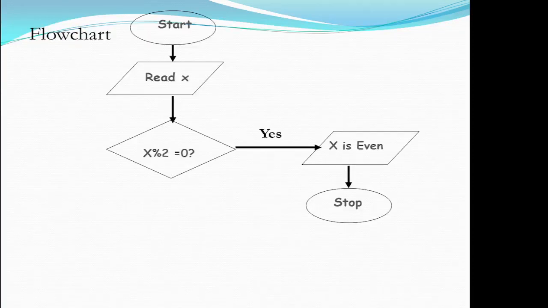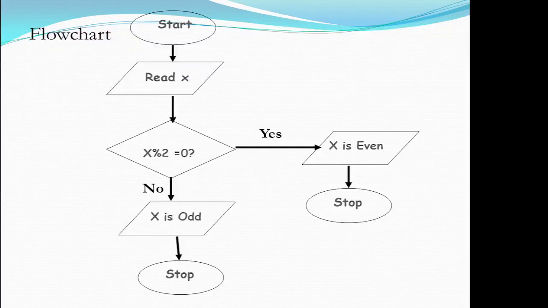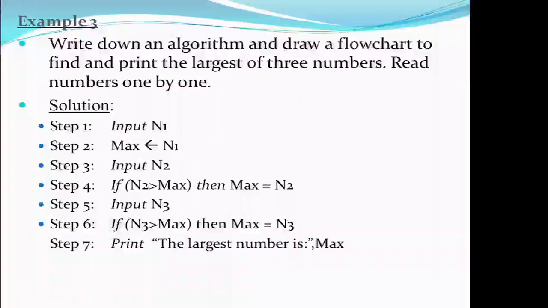When we divide, for example, 2 by 2, it is 0, it's even. If we divide 4 by 2, it is 2, there is no remainder. But if the number is 3 and we divide 3 by 2, we have remainder 1. So if it is no, the number is odd, then we have to stop. Okay, I think you understand.